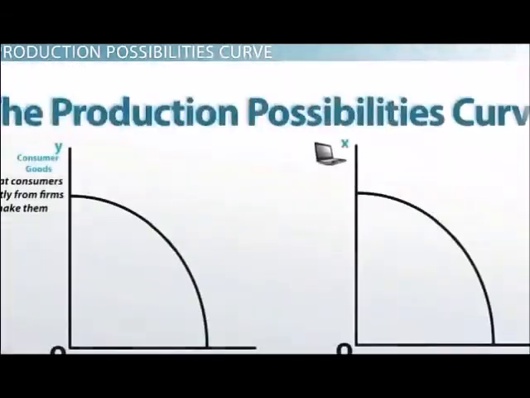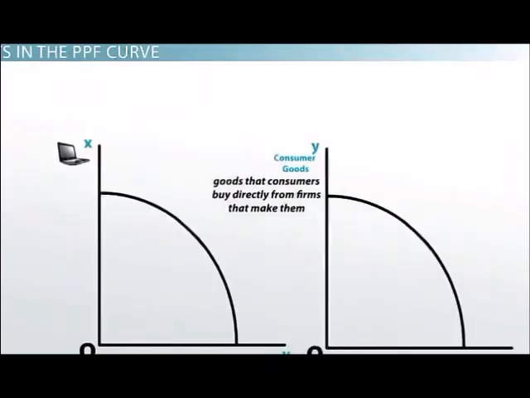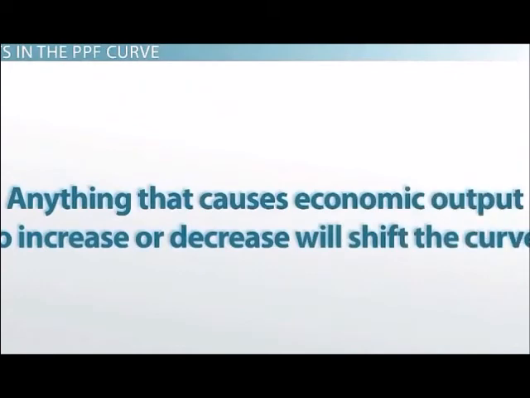The production possibilities curve, whether it's showing two specific goods such as cars and computers, or two types of goods such as capital goods and consumer goods, shows us how much is produced, which means it's showing us a picture of output. So now we can talk about shifts in the entire curve. The basic idea is that anything that causes economic output to increase or decrease will shift this curve.